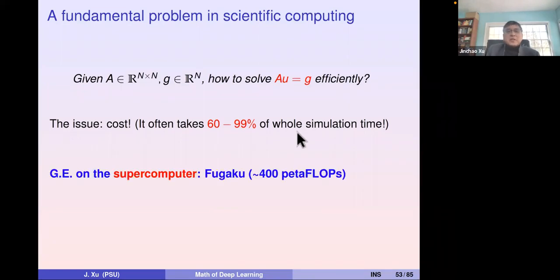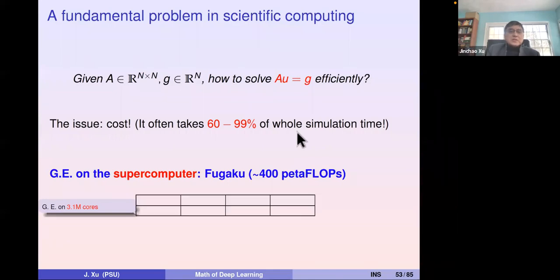If you use the Gauss elimination method, the fastest computer in the world right now is Fugaku, I think, in Japan. And you get 400 petaflops. If you do the Gauss elimination and solve a general dense matrix of size 1 million, it takes about 1 second.